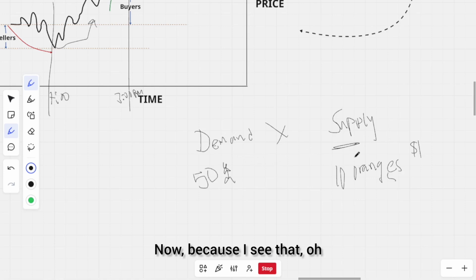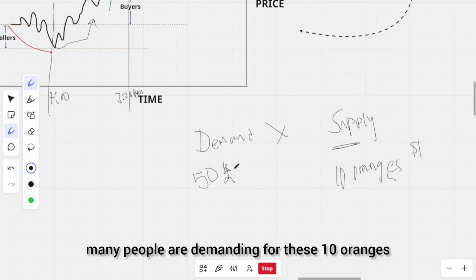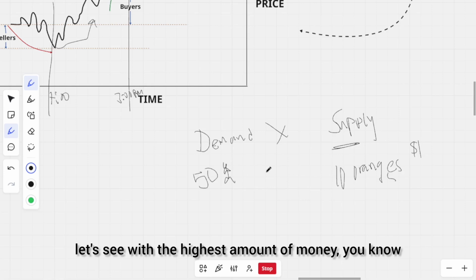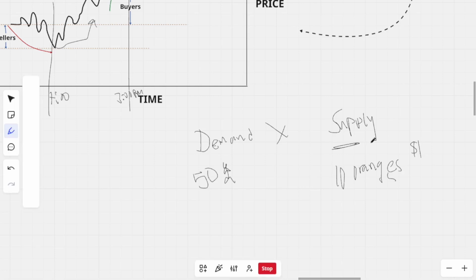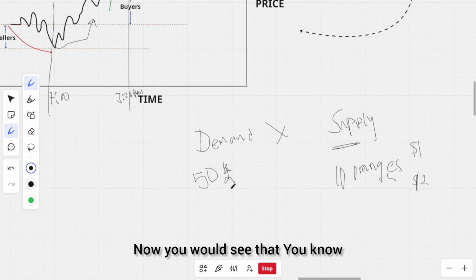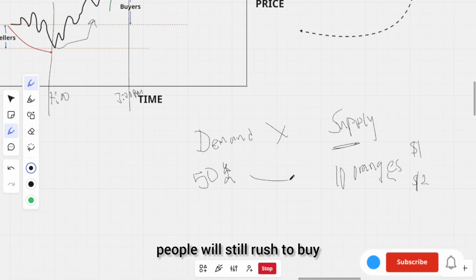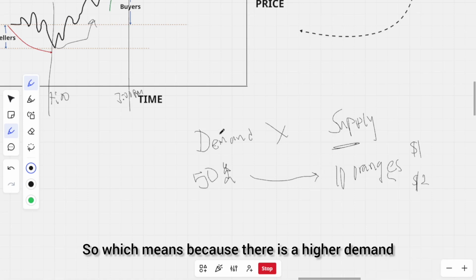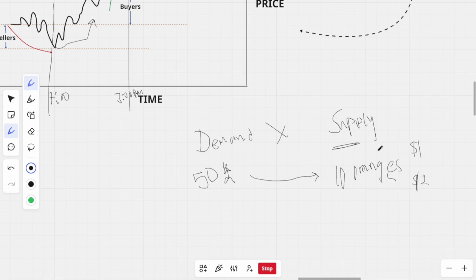Now, because I see that, oh, many people are demanding these 10 oranges, I can say, okay, let he with the highest amount of money, let the highest bidder buy. So what am I going to do? I'll now raise the price to what? $2. Now you would see that, those that have them, because there is less supply, people will still what? Rush to buy. So which means, because there is a higher demand and a lesser supply, price will do what?